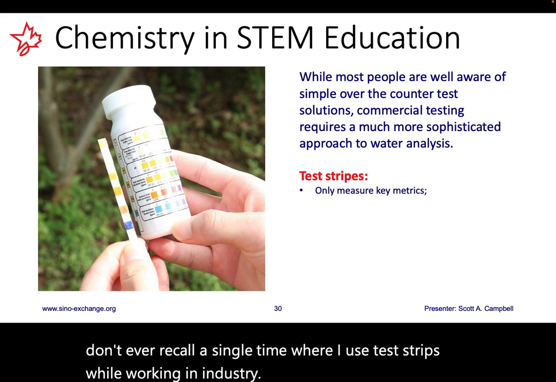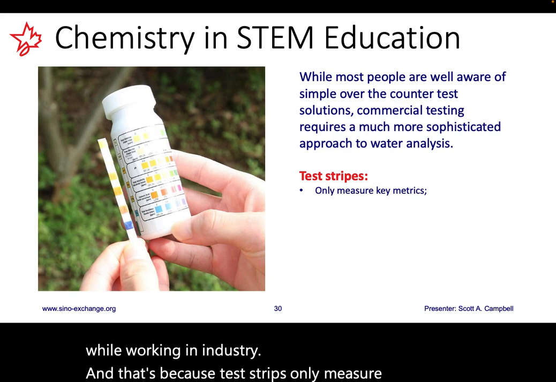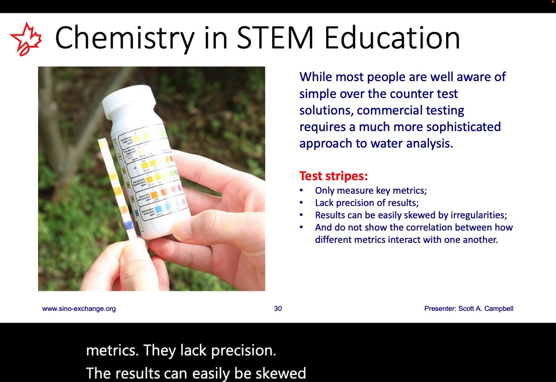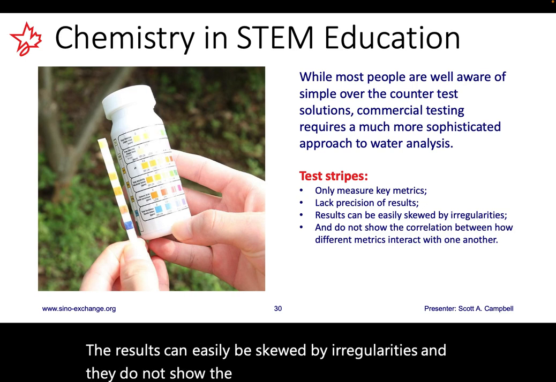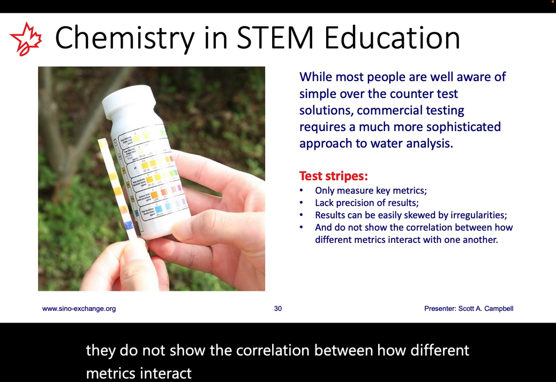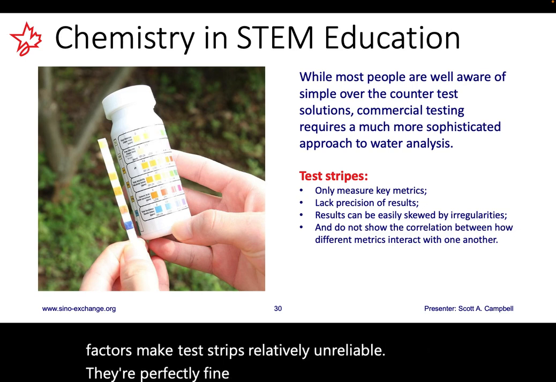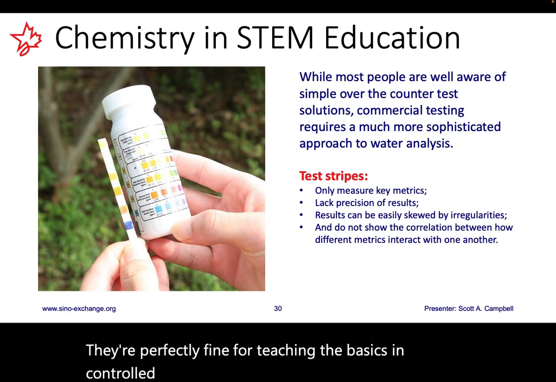And that's because test strips only measure key metrics. They lack precision, the results can easily be skewed by irregularities, and they do not show the correlation between how different metrics interact with one another. And all of these factors make test strips relatively unreliable. They're perfectly fine for teaching the basics in controlled situations, but outside of the classroom, they have limited real-world value.